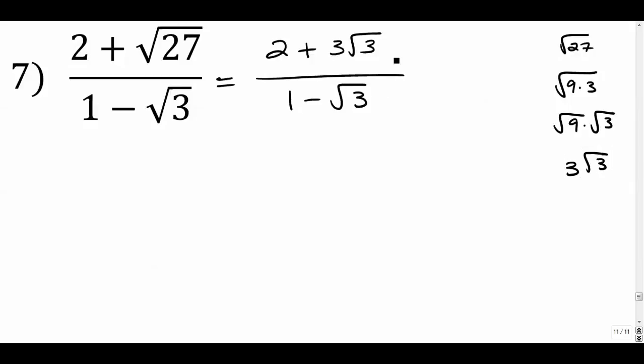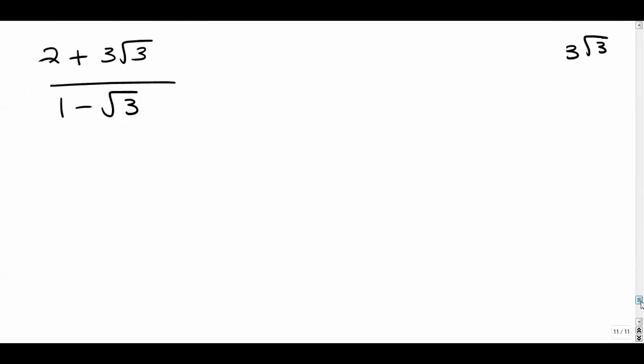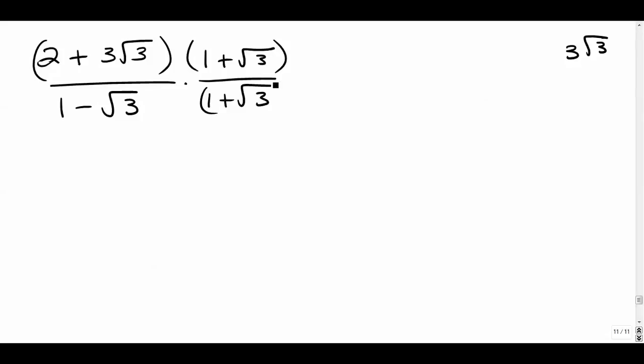So I'll do that first. I haven't done anything to the denominator yet. So I'm ready to work with that. Maybe I'll bring it down here and we'll start fresh. I'm going to multiply top and bottom by 1 plus root 3. So that leaves me with FOIL on top and bottom. No variables though, so it's not too difficult. First times first is 2. Outside is 2 root 3. Inside is 3 root 3. And last is 3 times 3.